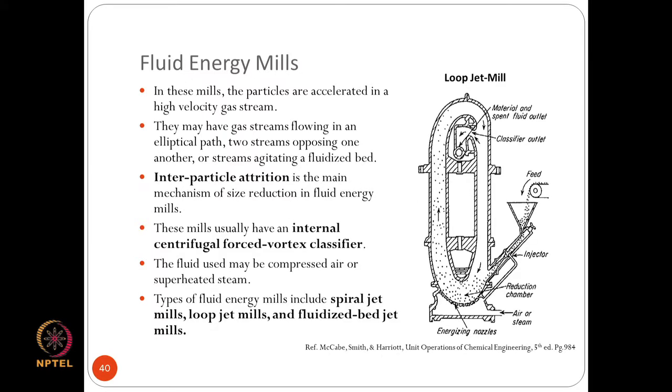A fluid energy mill is something very different in concept. You are entraining particles in a high velocity fluid flow. The primary mechanism here is particle to particle impact. So, you are accelerating particles to different velocities based on their size and density characteristics. So, the particles actually impinge on each other and size reduction happens. So, interparticle attrition is the primary mechanism here. They also have an inbuilt classifier, so that you can continuously segregate particles by size, remove the fines, and recycle the large particles.